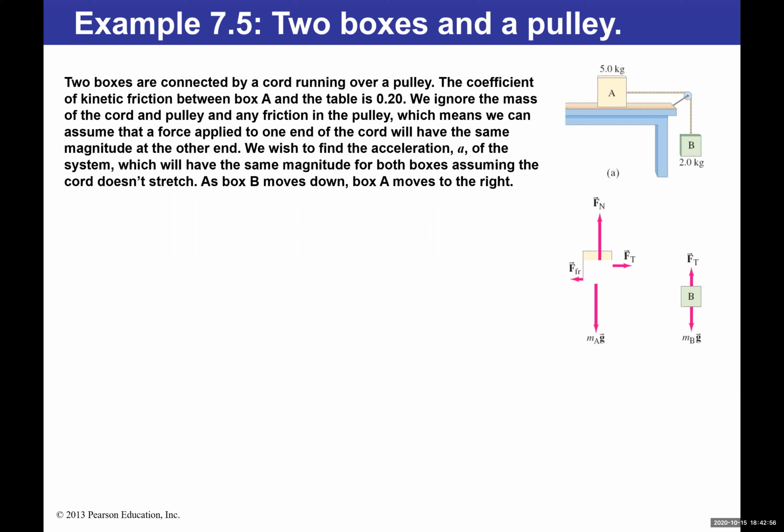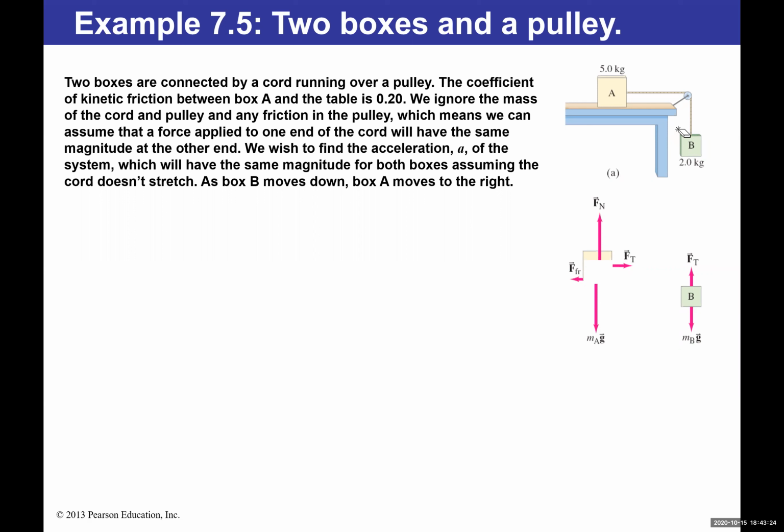Which means that we can assume that a force applied to one end of the cord will have the same magnitude at the other end. That means tension here is the same as tension over there, everywhere is the same. We wish to find the acceleration a of the system, which will have the same magnitude for both boxes, assuming that the cord doesn't stretch. As box B moves down, box A moves to the right. So our goal here is to find acceleration.